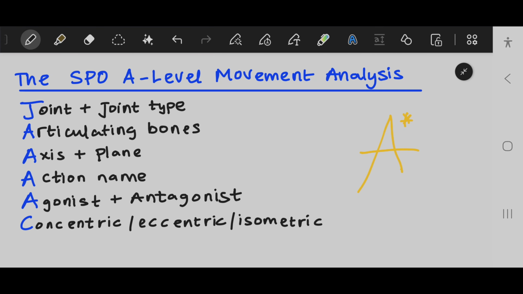Okay, now this is what it has all come down to. Your success in this topic depends on your ability to successfully apply movement analysis. And this is a 6-step method to make sure that you are always getting full marks. Whenever you're analyzing a movement, you want to talk about the joint type, articulating bones, axes, plane, action name, the agonist and antagonist muscles, and whether it's a concentric, eccentric, or isometric contraction.